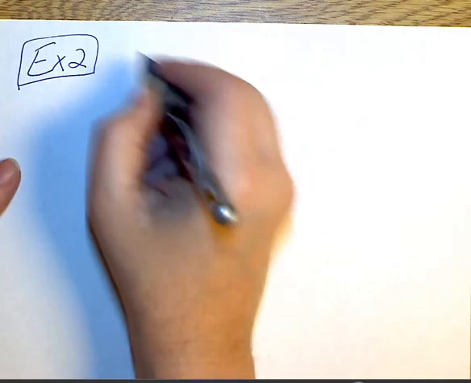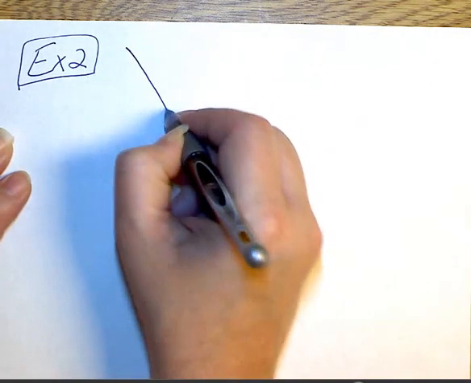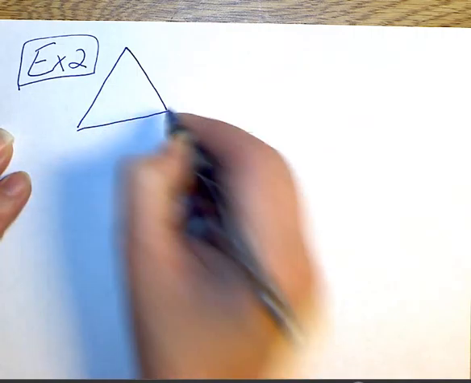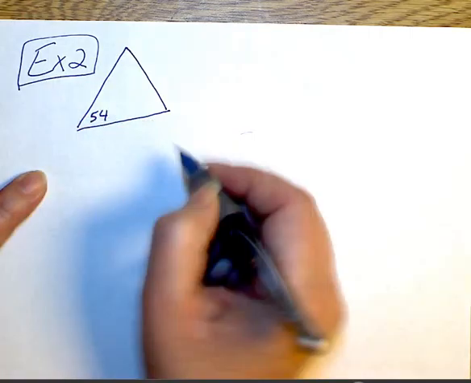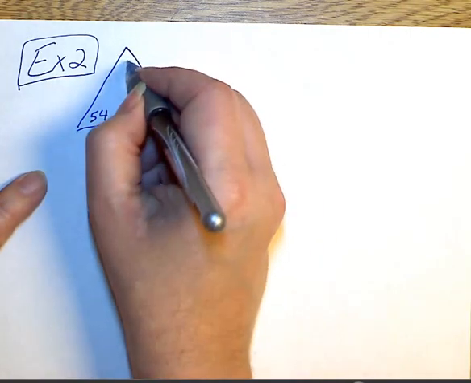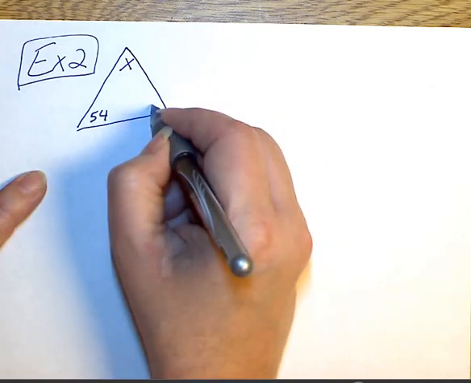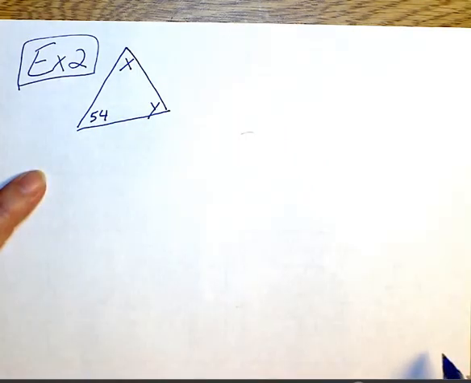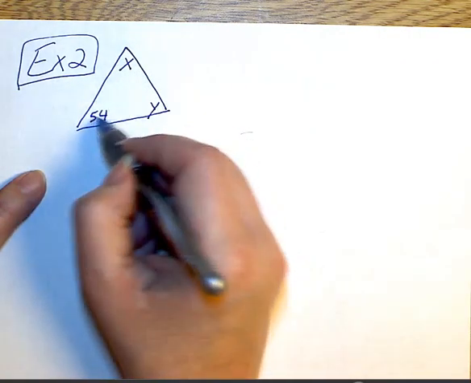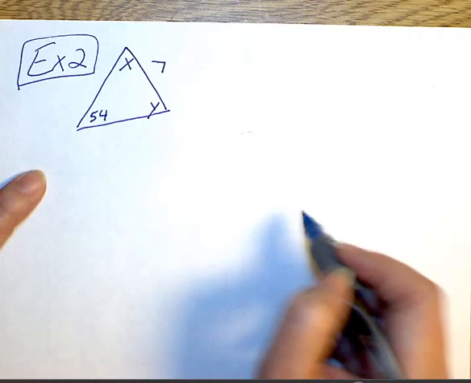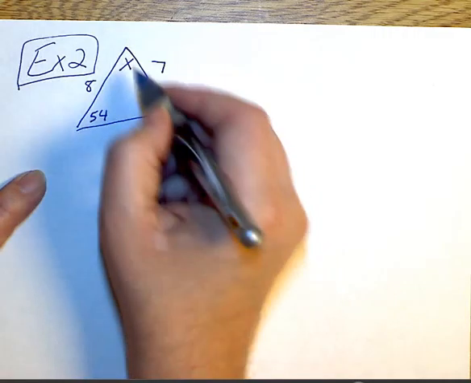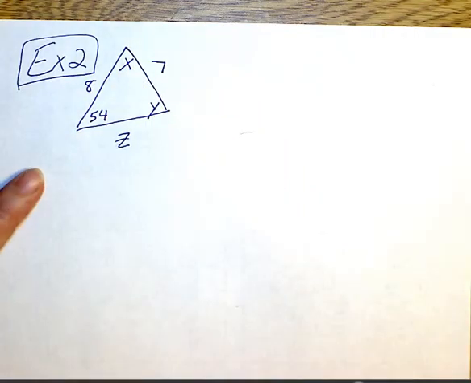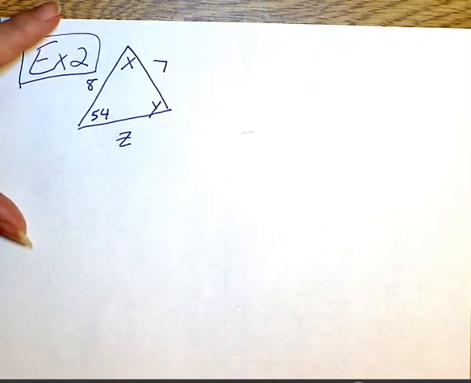So we have a triangle, and the triangle looks like this. Starting at the bottom left angle, that's 54. The top angle is X. The bottom angle is Y. Across from 54 is 7. Across from my Y is 8. And across from X is Z. And we are finding X, Y, and Z.